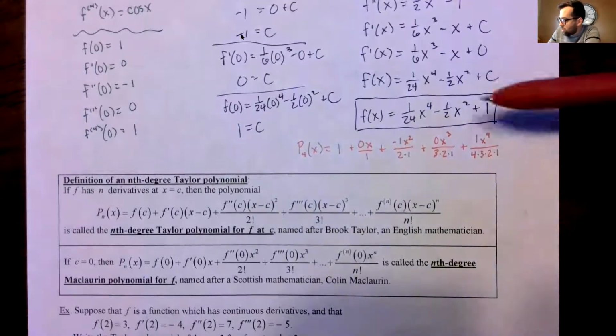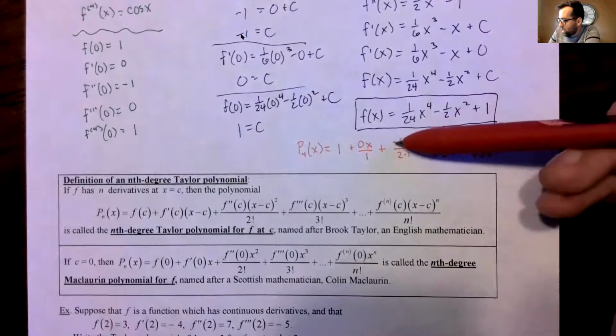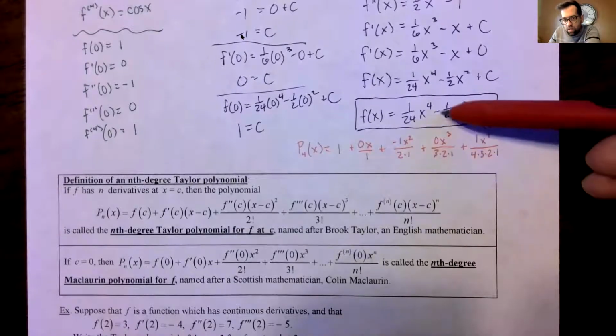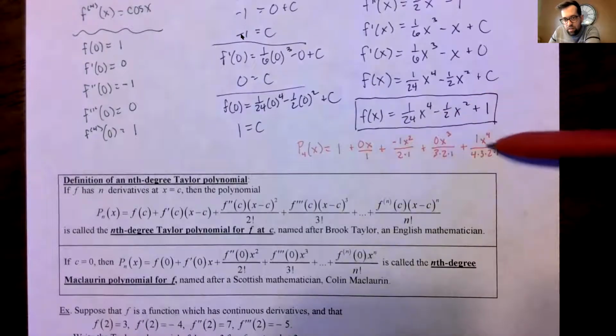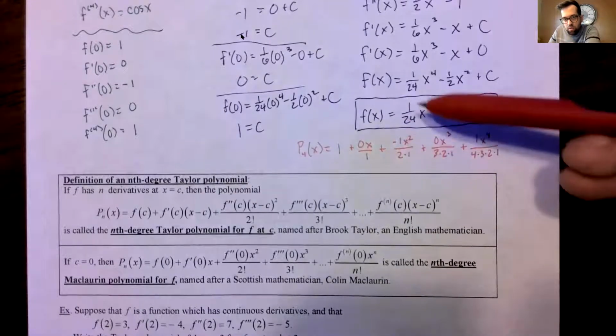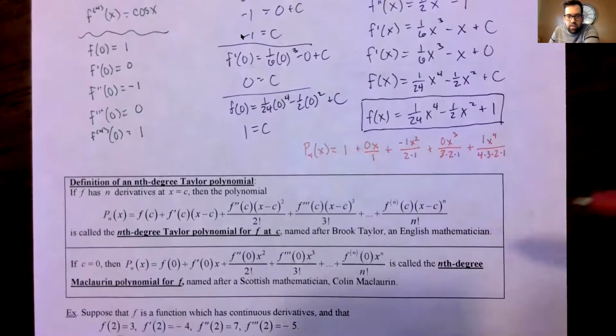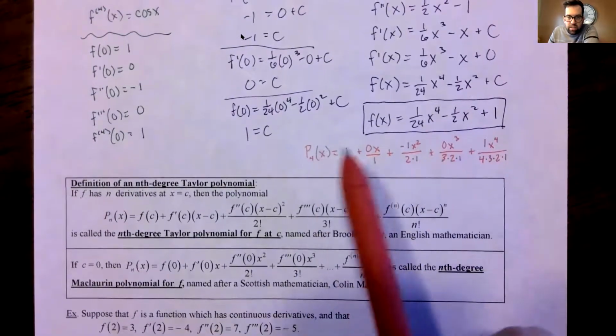So you can see that for the x squared term, if we combine the negative 1 over 2, we get negative 1/2. For the x to the 4th term, if we combine 1 over 4 times 3 times 2 times 1, it equals 1 over 24. So I want you to notice a couple things.